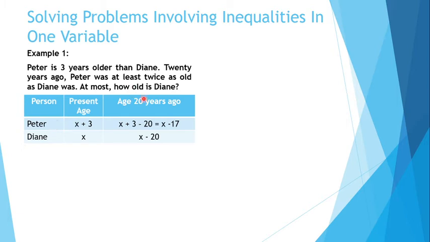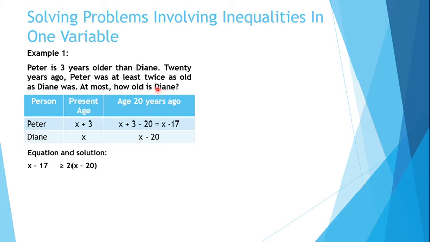Now, if we are to make the expression of their ages 20 years ago, we just have to deduct the number 20. Now for Peter, x plus 3 minus 20, so that would now be x minus 17. And for Diane, that is still x minus 20. Now, what is the equation and solution? x minus 17, okay, here it is greater than or equal to x minus 20.